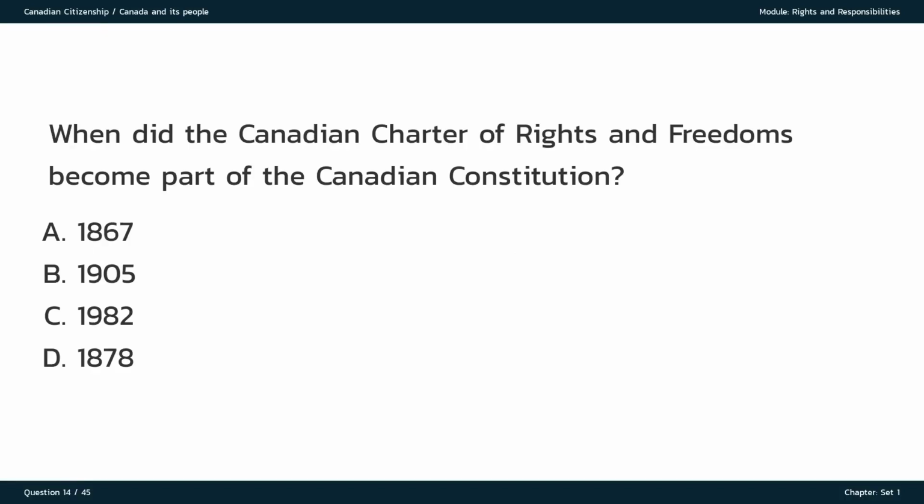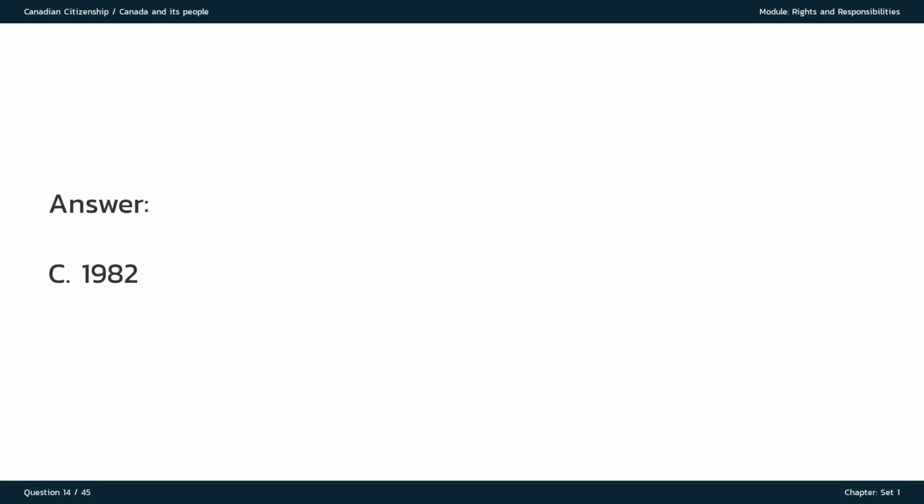When did the Canadian Charter of Rights and Freedoms become part of the Canadian Constitution? A. 1867. B. 1905. C. 1982. D. 1878. The answer is C. 1982.